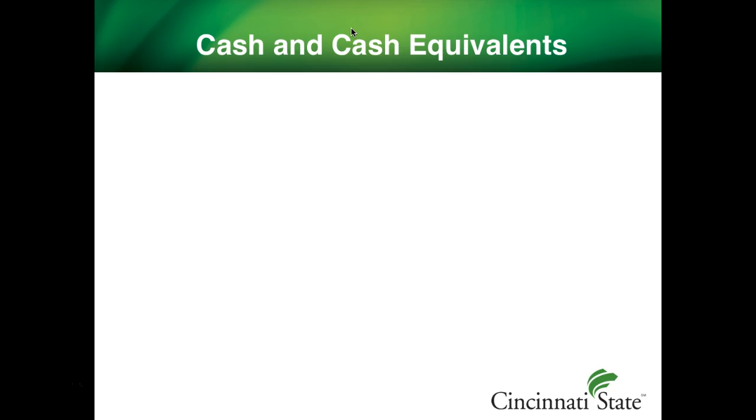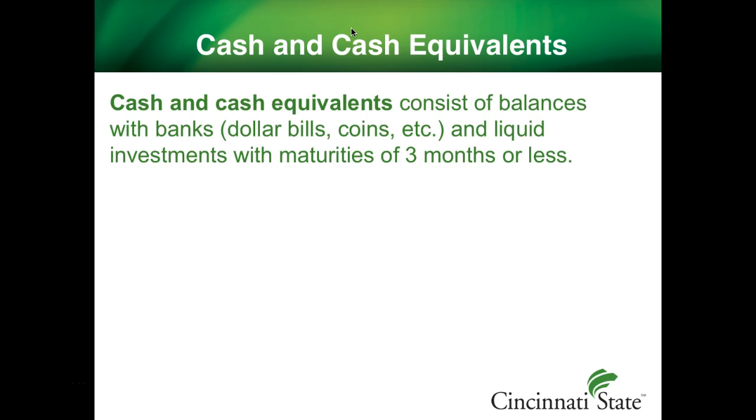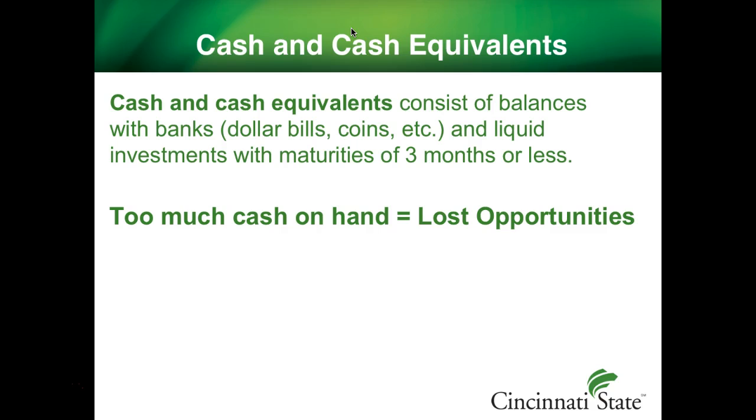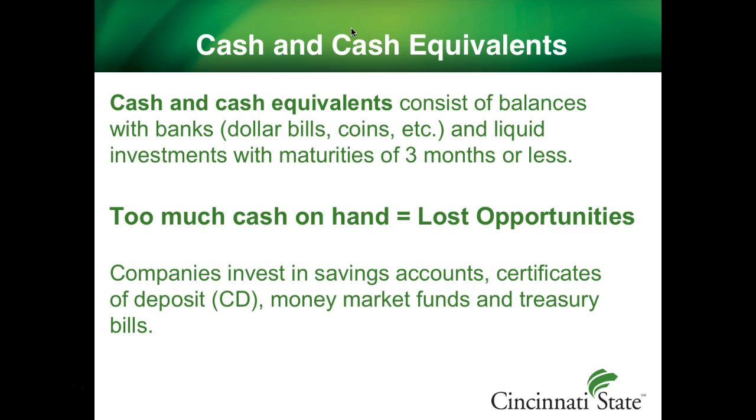Cash and cash equivalents consist of balances with banks, dollar bills, coins, etc., and liquid investments with maturities of 3 months or less. It is critical to have cash to pay bills, but keeping too much cash on hand results in lost opportunities. Companies try to make investments in various vehicles such as money market, certificate of deposit, treasury bills, etc. to maximize the return of any extra cash that is not immediately needed.